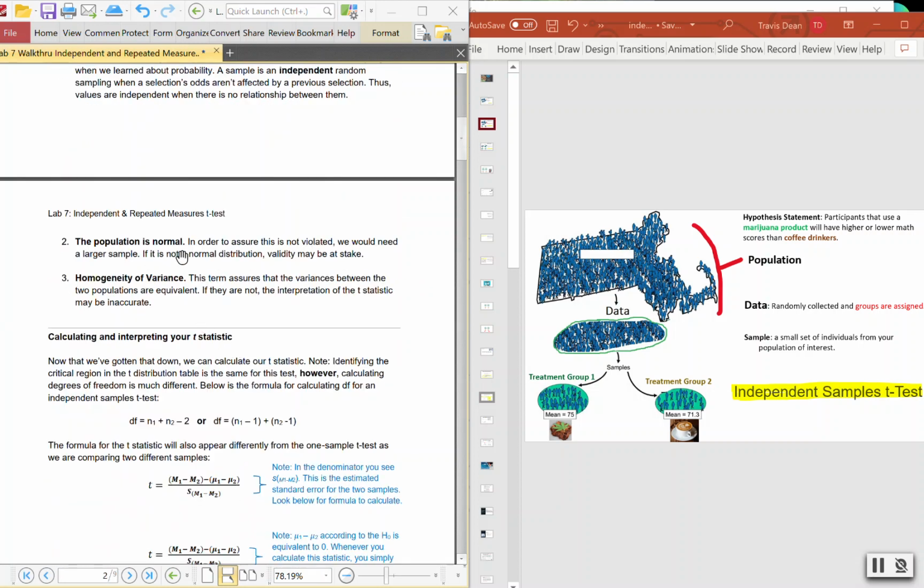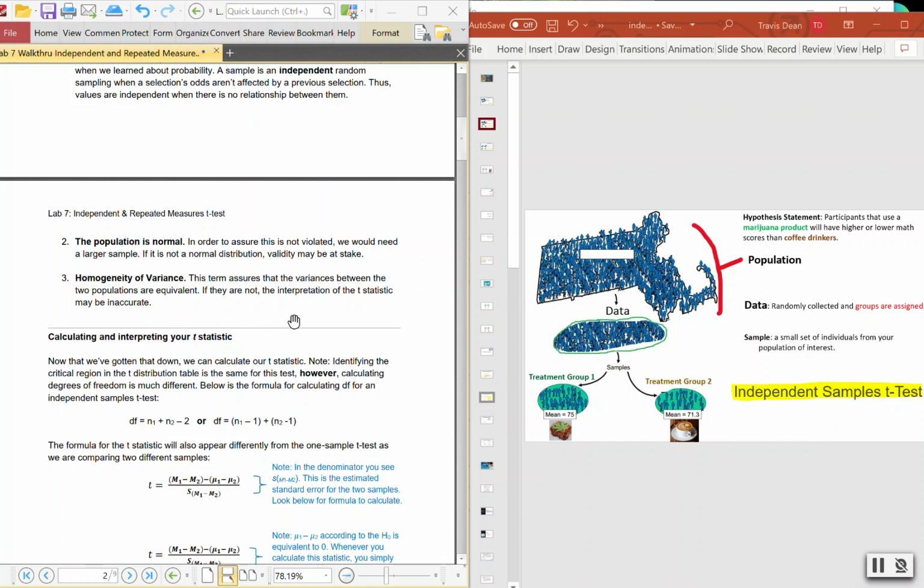And then the population is normal. So you have a normal population, normal distribution. In this case, your samples follow that bell curve, and their skewness and kurtosis are within the bounds of what is appropriate. And you also have homogeneity of variance, and this assures that the variances between the two samples are equivalent. If they are not, the interpretation of the t-statistic may be inaccurate, and there's a specific test that we can perform in order to make sure these assumptions are being fulfilled.